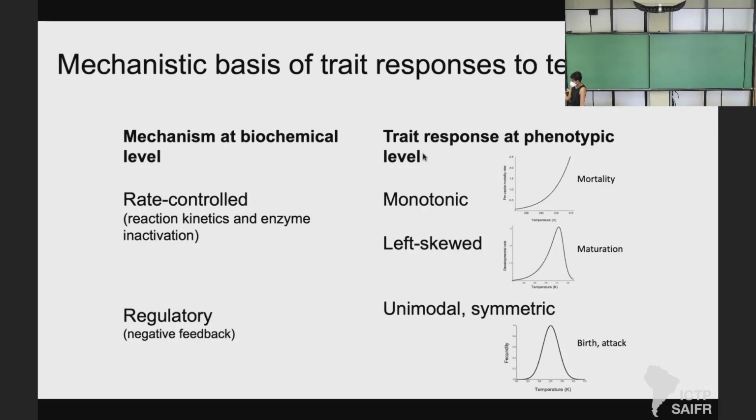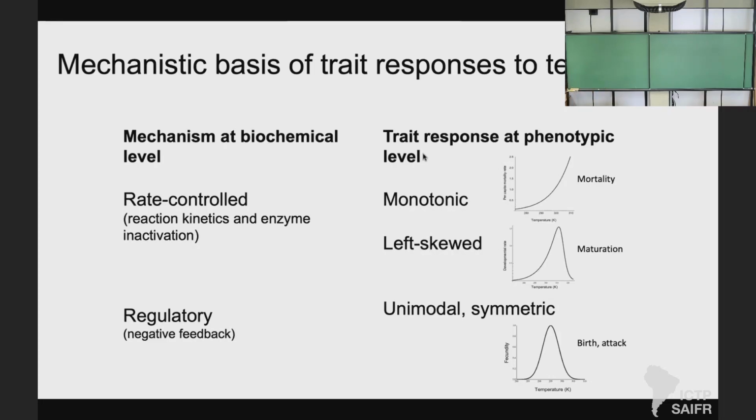So we have what are called rate control processes which result from temperature effects on biochemical processes such as reaction kinetics, enzyme kinetics and enzyme inactivation. These give rise to trait responses at the phenotypic level that are monotonic increasing like exponential or left skewed. So mortality and maturation are good examples. So there's a whole thermodynamical basis to deriving these functions, which I will explain briefly later on, but you can also look up because I'm not going to go into all that detail because we just wouldn't have time.